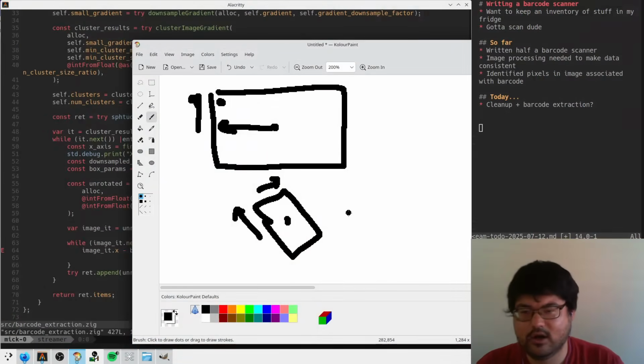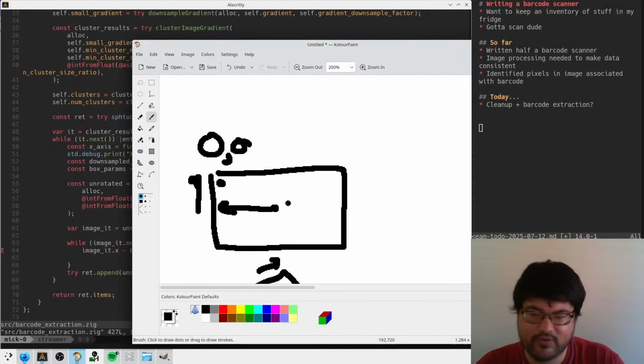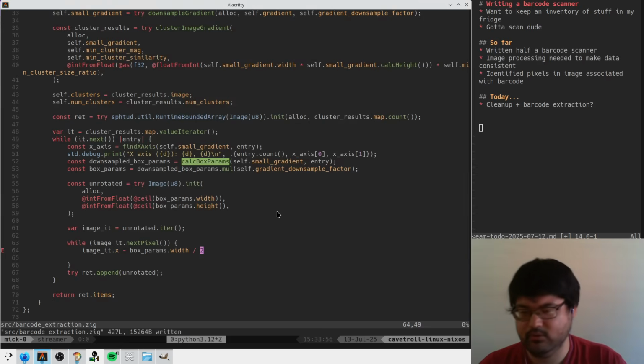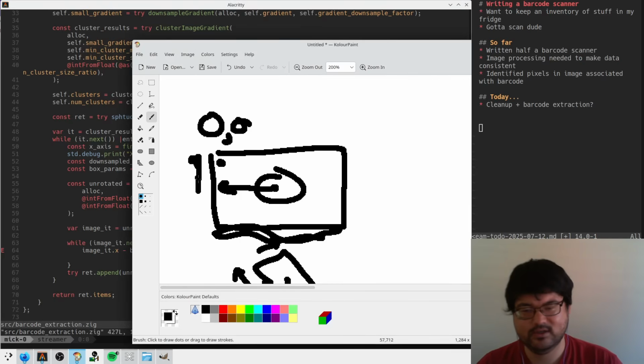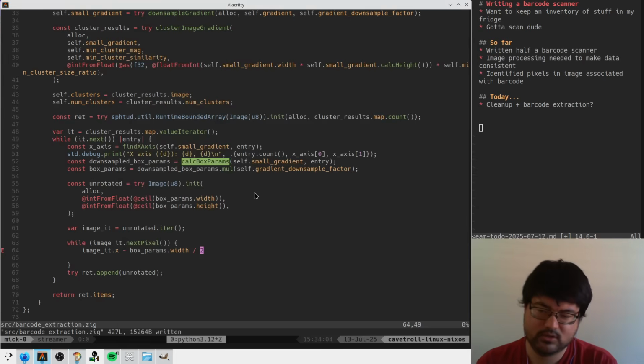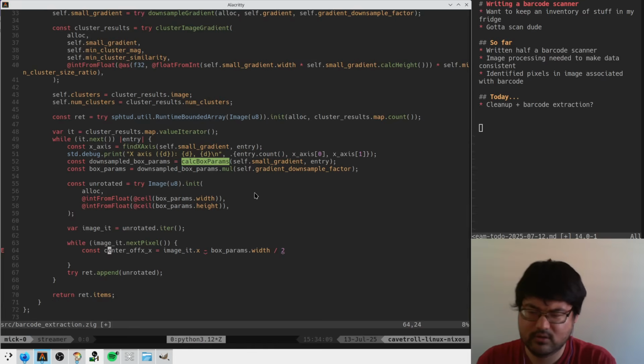So like here, this is like 0, 0. If we're trying to find our offset from here, this is width here, so this is width over 2. Yes. So that's its offset from the center. Center offs x is this. New x.